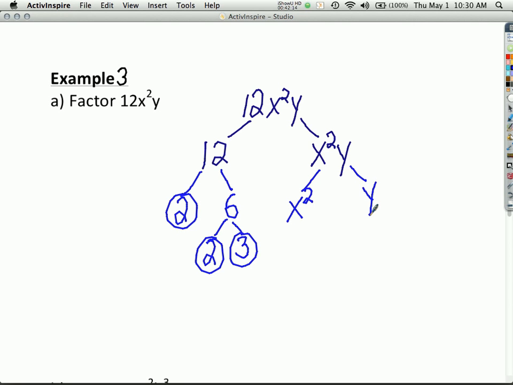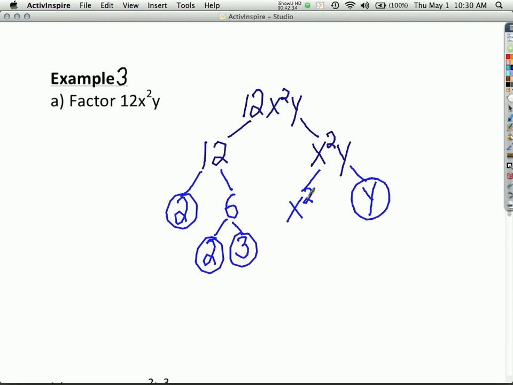Y cannot be split any further. There's nothing that you can multiply to get y. It just is. So this branch is closed. In other words, if the exponent is a 1, that closes the branch.